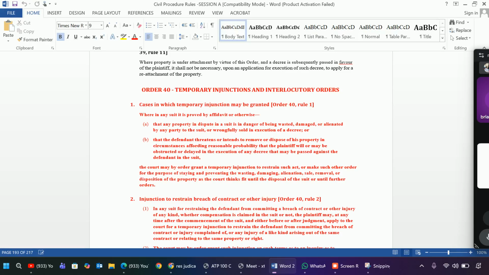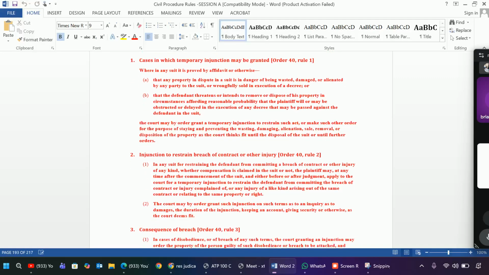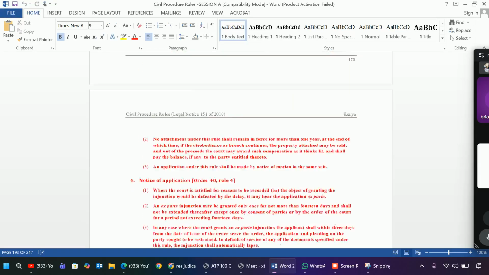The court may by order grant a temporary injunction to restrain such act or make such other order for the purpose of staying and preventing the wastage, damaging, alienation, sale, removal, or disposition of the property as the court thinks fit until disposal of the suit or until further orders.